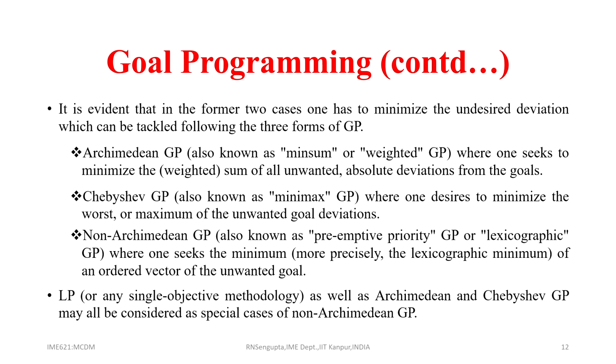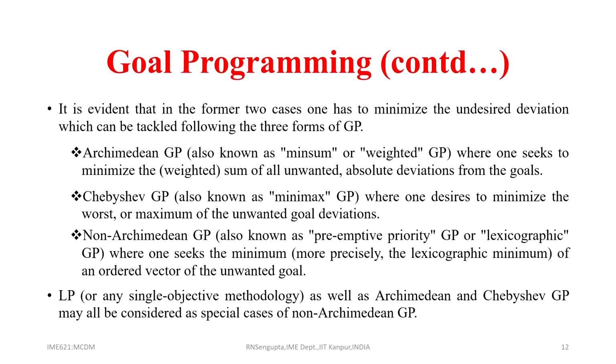Chebyshev's concept, also known as the min max one, where one desires to minimize the worst or maximum of the unwanted goal deviation. So, if you remember the Chebyshev's inequality or the Chebyshev's bounds, which were considered under the safety first norms when we were discussing utility theory.